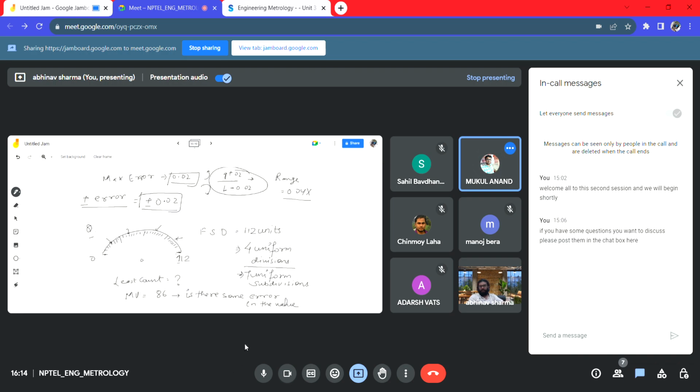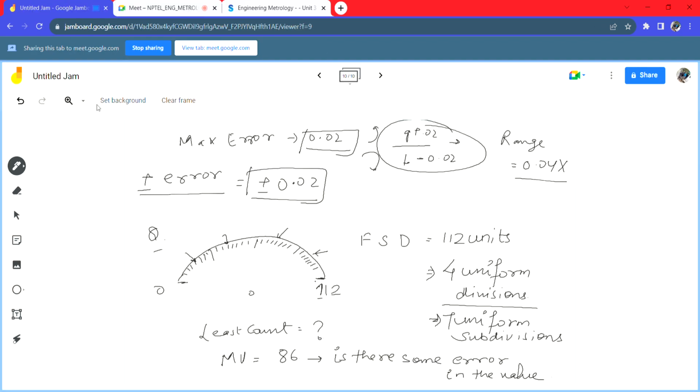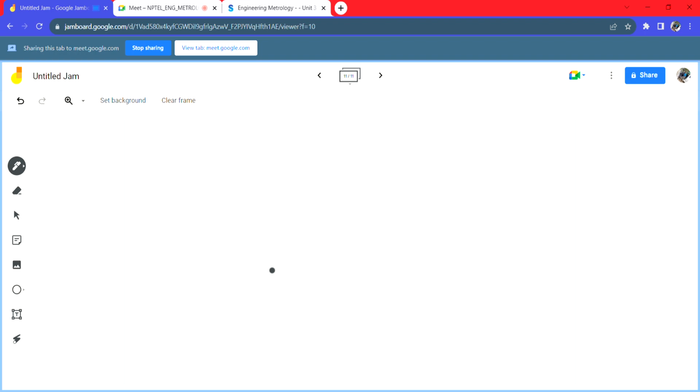So what is the answer that you got for least count? Sir, 4. And what is the error if it is reading 86? Sir, plus or minus 2. Yes, sir. Okay, so I think this has made you understand the concepts very well.